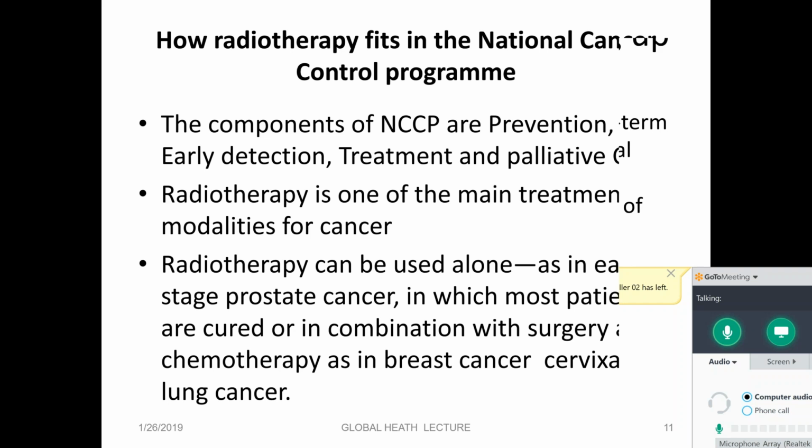So radiotherapy is one of the main treatment modalities for cancer, and it fits very well in the National Cancer Control Program under the component of treatment. When you have radiotherapy, you can use it alone to treat cancer patients, for example, in early stage prostate cancer, in which most patients are cured, or in combination with surgery and chemotherapy, as in breast cancer, cervix cancer, and lung cancer. So you can use it in combination or alone.